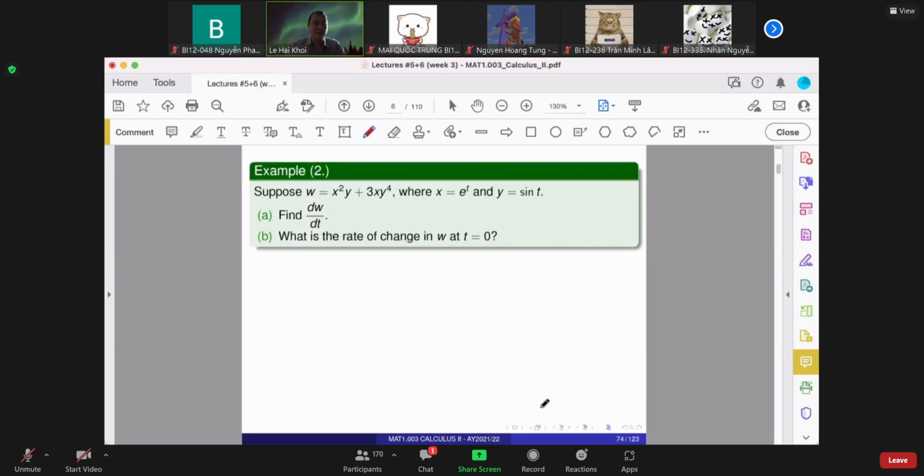So for example, you are given a function w depending on x and y, where x and y are functions e to the power t and psi(t), of one variable. So you are asked to find dw over dt. Apply the chain rule.